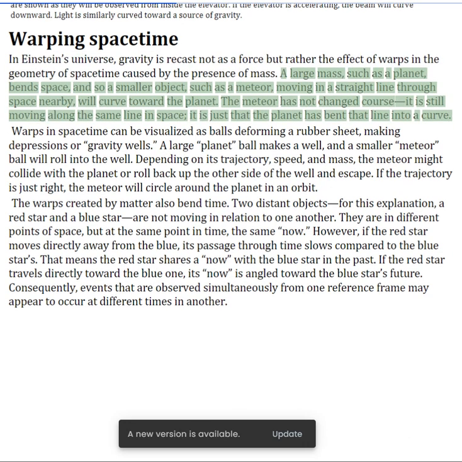A large mass, such as a planet, bends space, and so a smaller object, such as a meteor, moving in a straight line through space nearby, will curve toward the planet. The meteor has not changed course, it is still moving along the same line in space, it is just that the planet has bent that line into a curve.